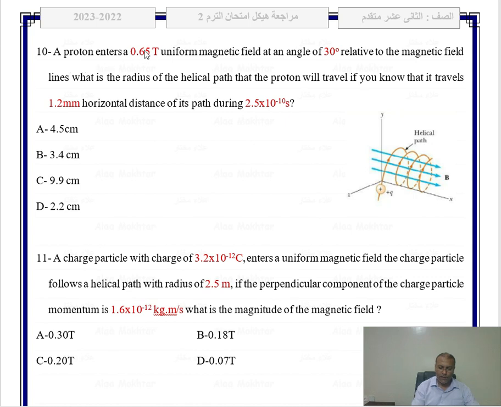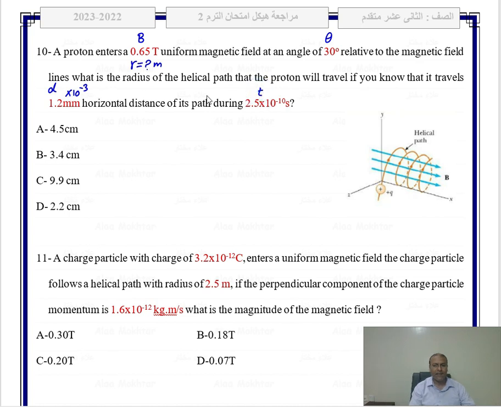A proton enters a 0.65 Tesla uniform magnetic field at an angle of 30 degrees relative to the magnetic field. What is the radius, R equal what, in meters, and we can convert it to centimeters, of a helical path that the proton will travel, if you know that it travels 1.2 millimeter, times 10 to the negative 3, its horizontal distance, during a time of 2.5 times 10 to the negative 10 seconds.